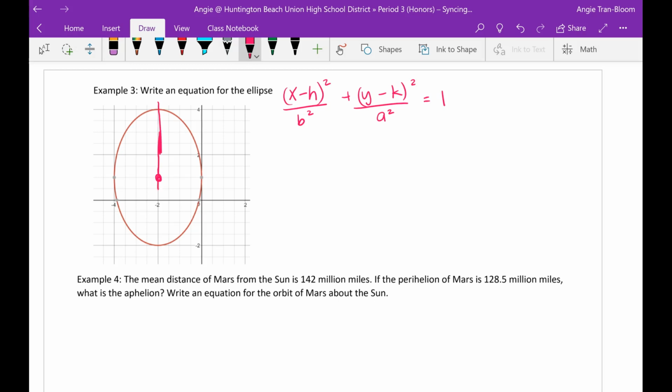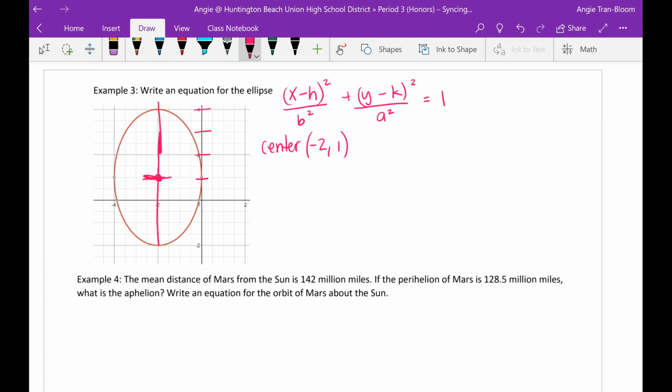So the major axis is still here, but this is 1, this is 2, this is 3, and this is 4. So let's find the center. The center is (-2, 1). I was going by the boxes, but that is incorrect because I forgot to look at the tick marks on the x and y axis. So the center is (-2, 1).